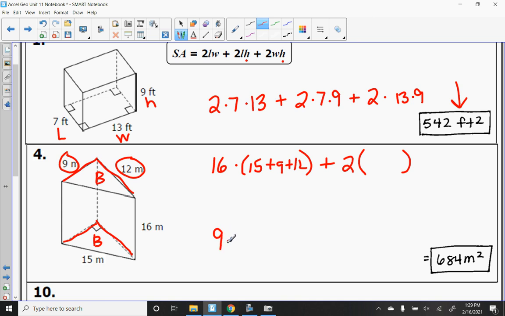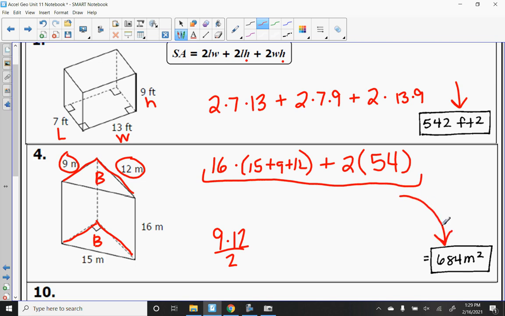So that would be the area of both of those bases. 9 times 12 divided by 2, and that's 54. So that is what goes into this formula. And all this should get you the answer that I've already provided for you.